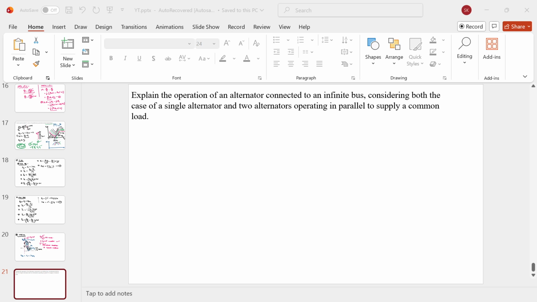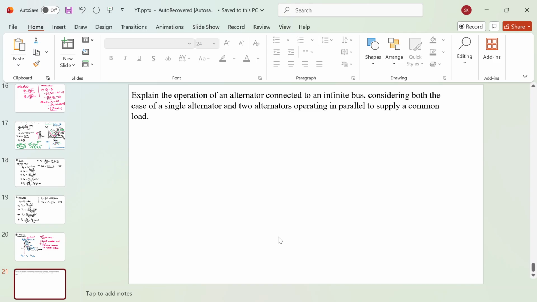Hello everyone. So in this video, we are going to see the operating principles, or how my alternator will operate when the alternator is connected to an infinite bus bar, when my alternator is supplying a single load, and when two alternators are working in parallel and supplying a common load. So these three scenarios we are going to see in this particular video.